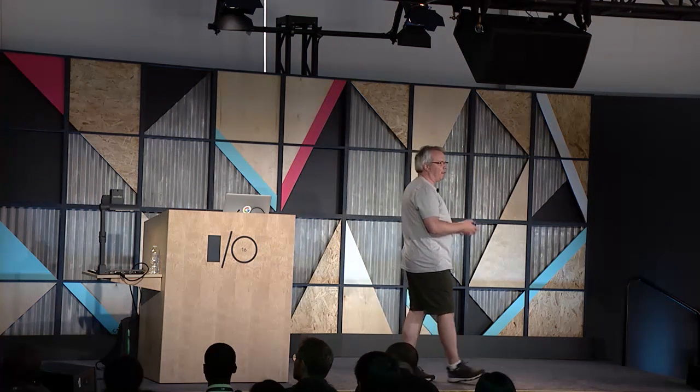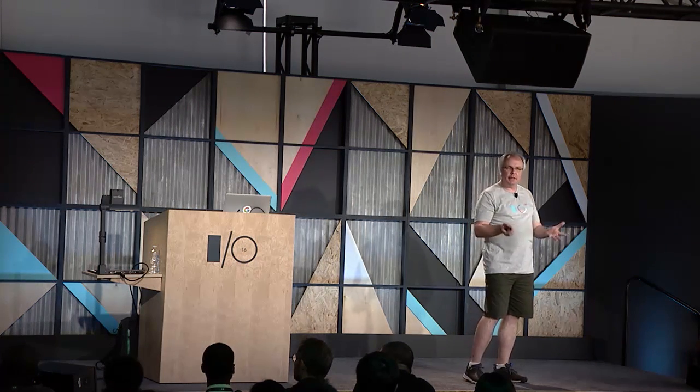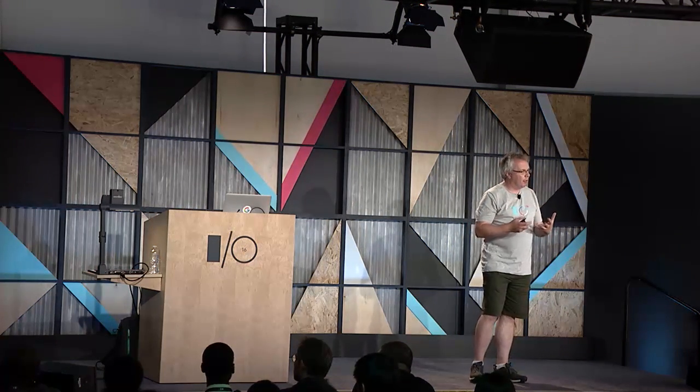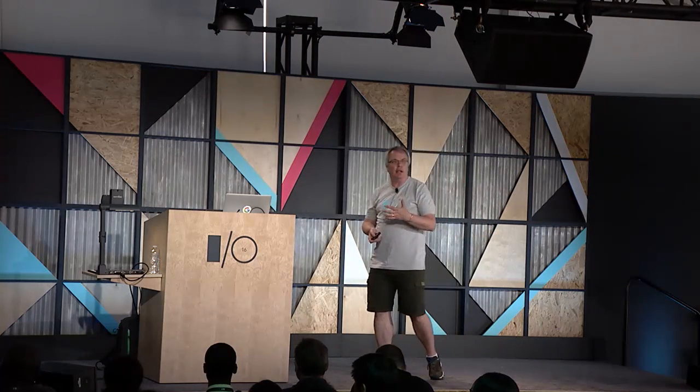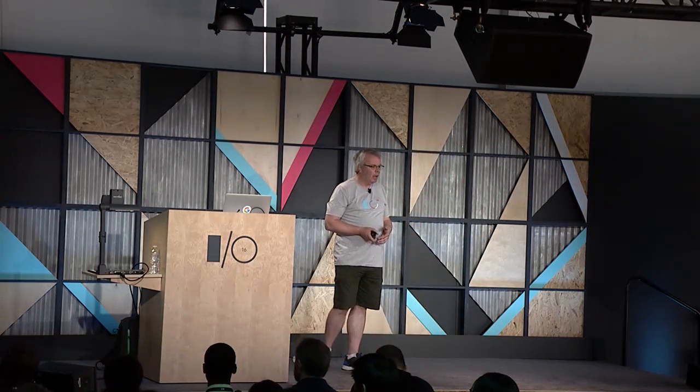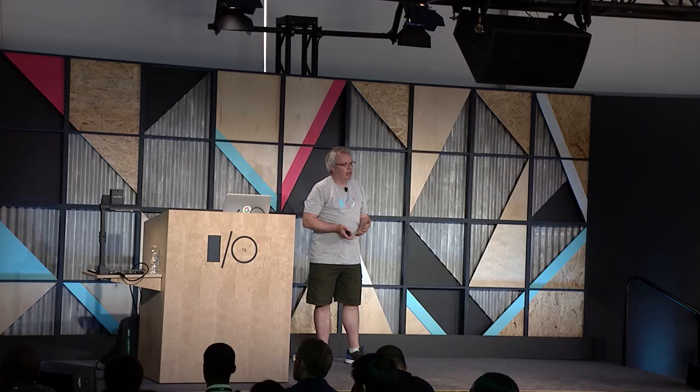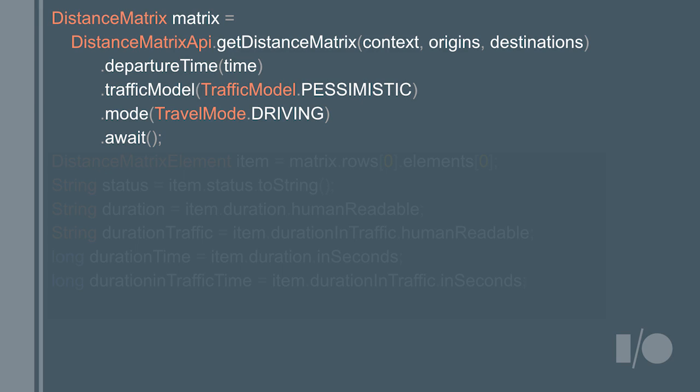So earlier I said traffic conditions were the other thing that we needed. We needed to consume this third party for traffic conditions. And in the Geo APIs, we have this thing called a distance matrix. So all I have to do to get these is I use the distance matrix API. I call the getDistanceMatrix method on that, and I pass it a set of origins and a set of destinations. In the case of my app, it's very simple. I'm having one origin and one destination.